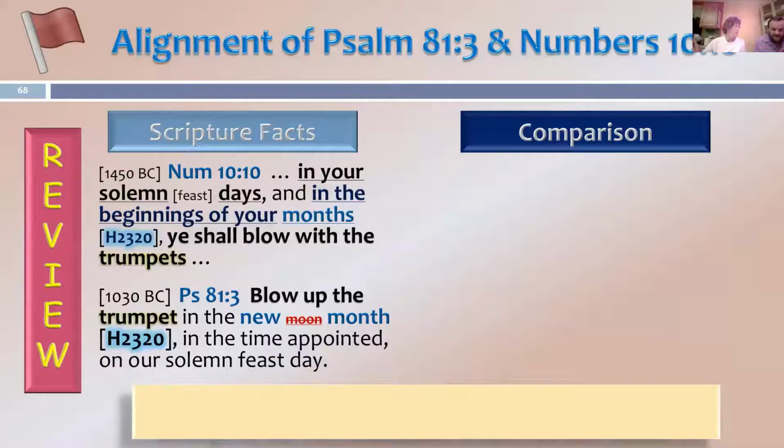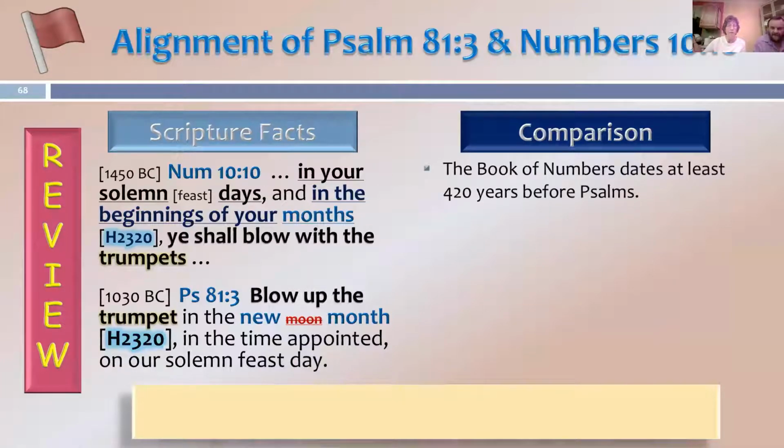And then he says, in the time appointed on our solemn feast day. So you're telling me that this has to align with the Torah also? Well, I think King David had instructions that he had to instruct by Torah, right? Yes, Moses. So let's do a little comparison here. We did this. This is a review slide, everybody. The book of Numbers dates at least 420 years before Psalms. That's important to remember.